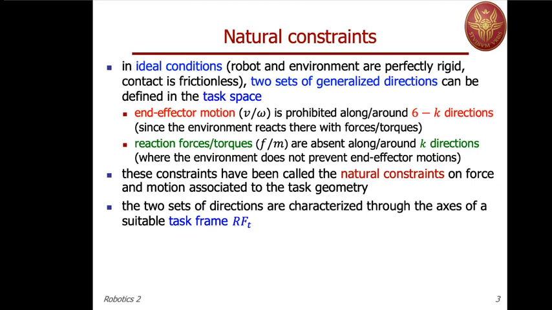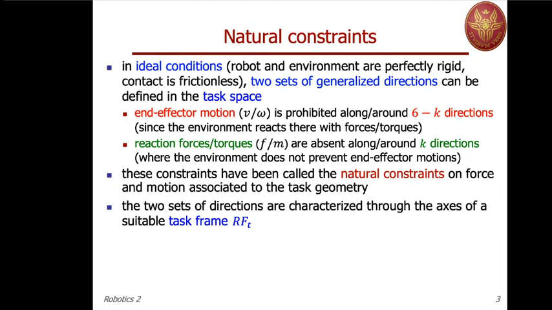So first of all, we assume that there are ideal conditions, so both the robot, the environment, and the contact are perfectly rigid, and there's no friction at the contact while the robot is moving in that area. Under this condition, we can identify some generalized directions, in fact divided in two complementary sets, and these directions define the so-called task space.